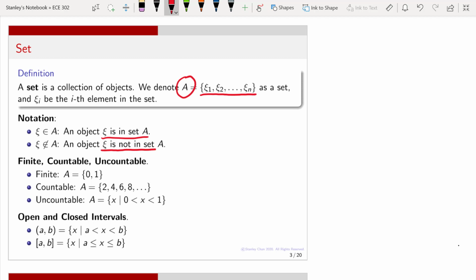There are different types of sets. We can have a finite set which contains a finite number of elements. For example, here, this set A contains 2 elements. The first element is 0, the second element is 1. A set can also be countable. It doesn't need to be finite. Here, this example shows that I have a set which contains elements 2, 4, 6, 8, and so on. This is a set of all the even integers. It is not a finite set because this sequence can go to infinity. However, it is a countable set. I can also have an uncountable set.